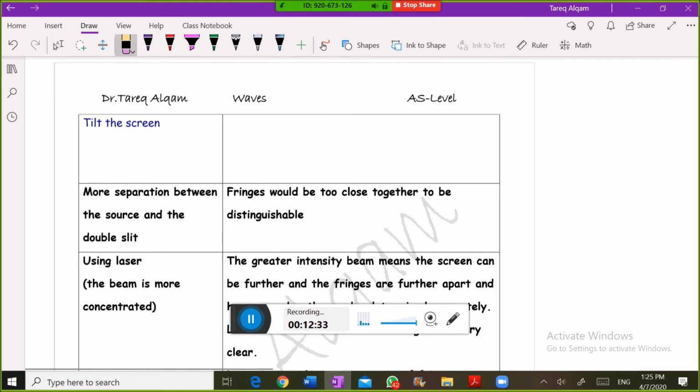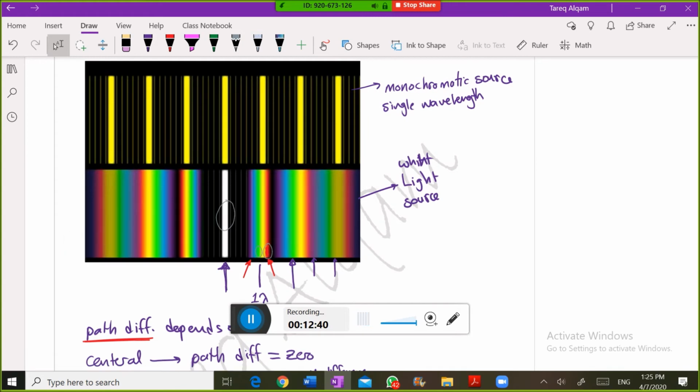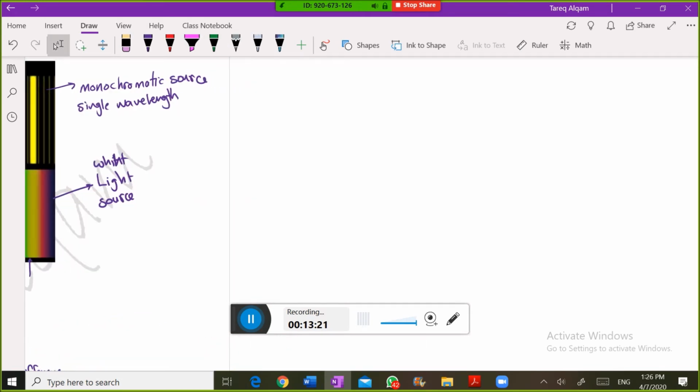Let's continue. Now I explained that for you the previous time, guys. Now here, what if I have a white source? In the white source, guys, instead of bright regions and dark regions, the bright region will be a spectrum. This is the bright region, and the bright region here will be a spectrum. So here I got a spectrum. The bright region here is also a spectrum, and so on. Why do we observe a spectrum, not a single wave?